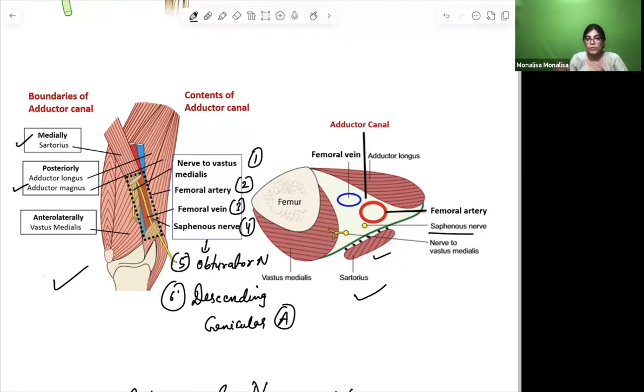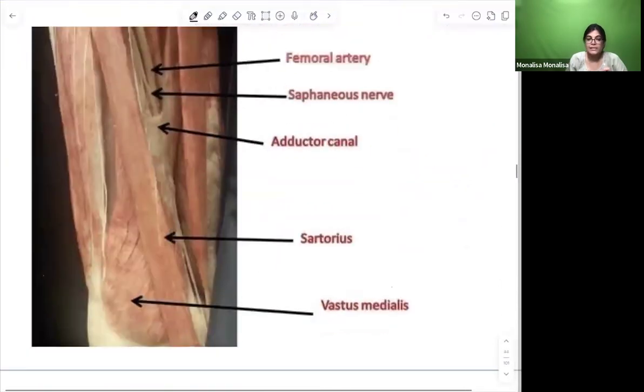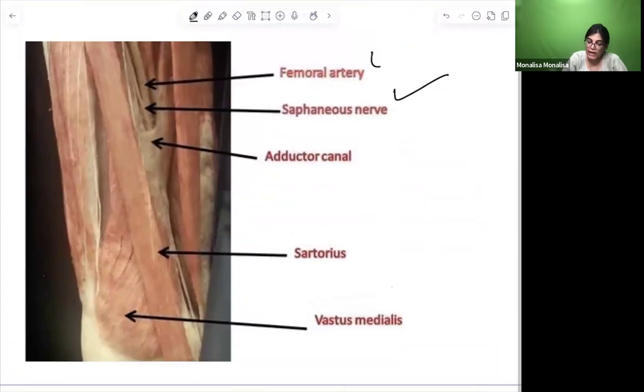So done, we have done with the femoral triangle. We have done with the adductor canal. Now, here you can see the saphenous nerve and femoral arteries passing through the adductor canal in this cadaveric image.